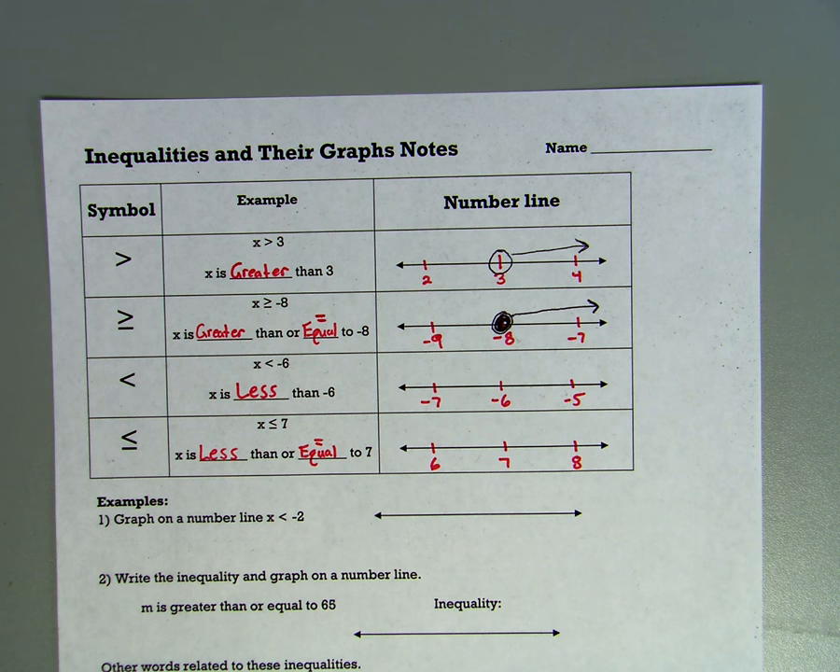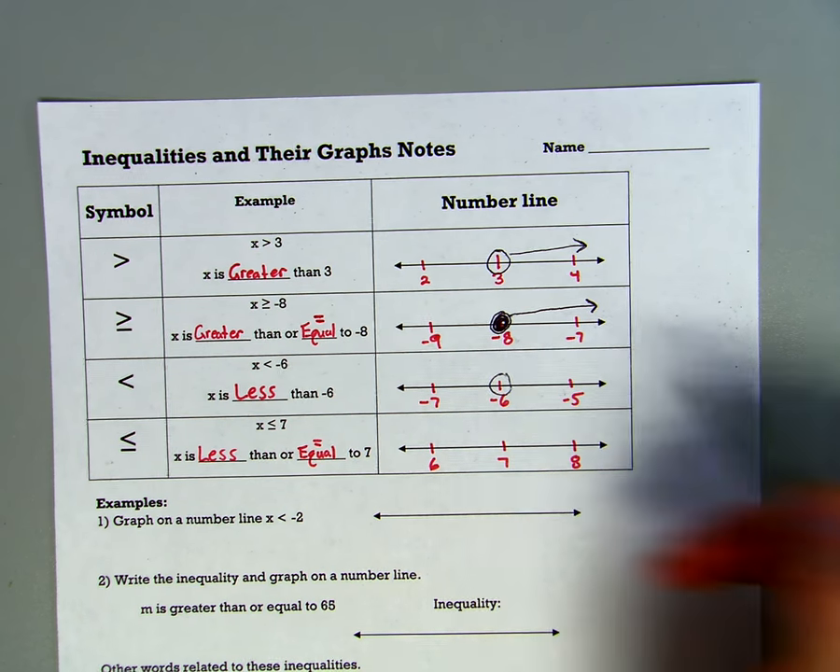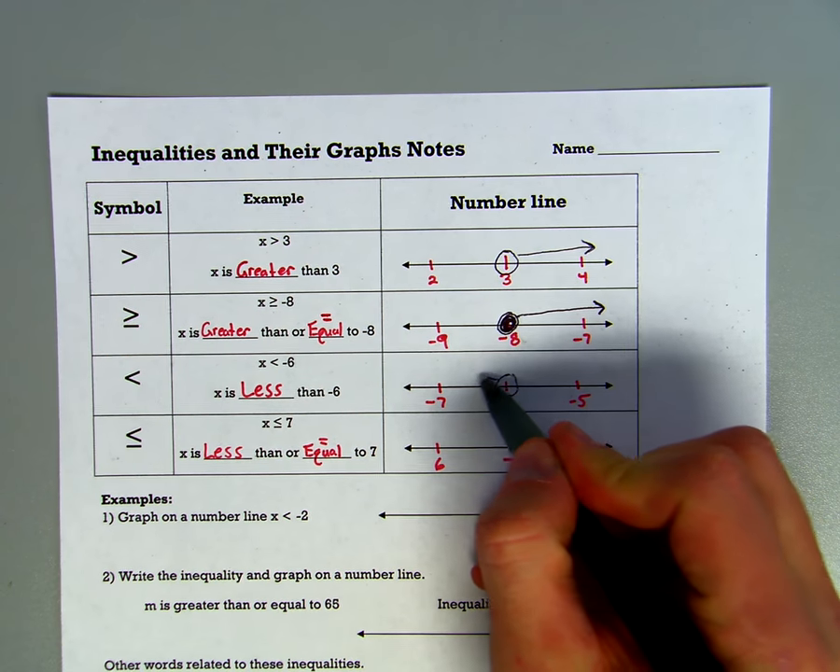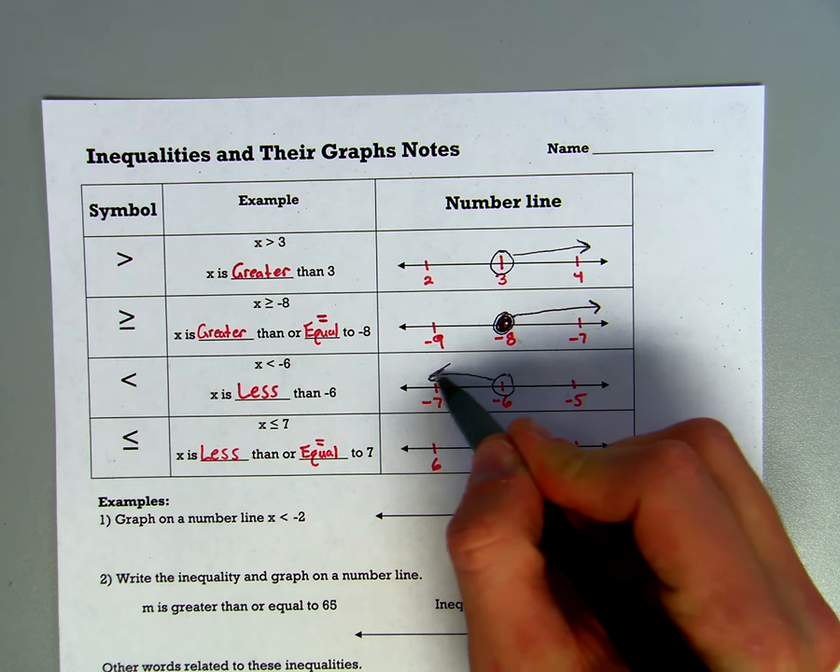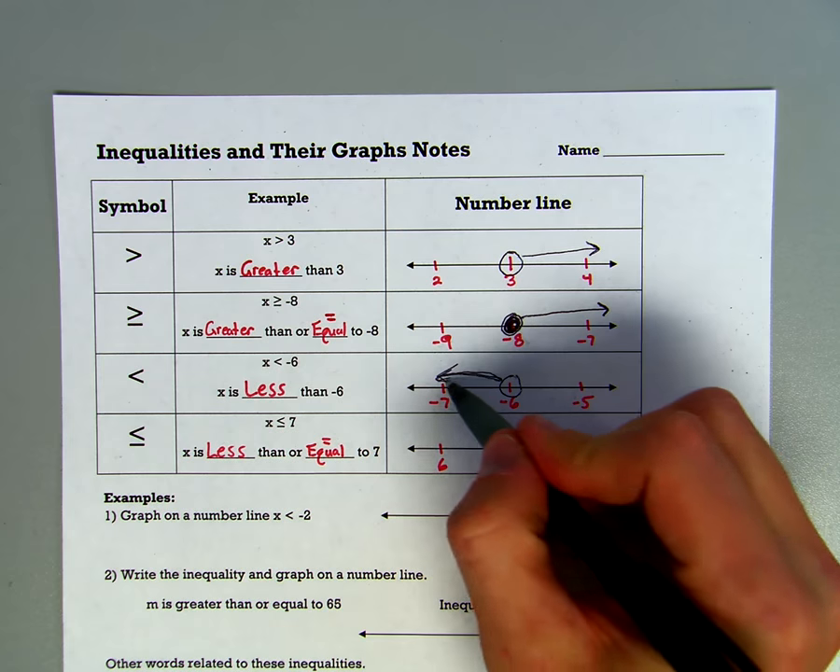So our next one is less than. x is less than -6. Notice how our less than symbol is just the same thing as our greater than symbol. We just flip it around the other way. So we show our less than symbol with an open circle, and then anything less than our -6. And so with negatives, as the number gets bigger, it's obviously a lesser value.